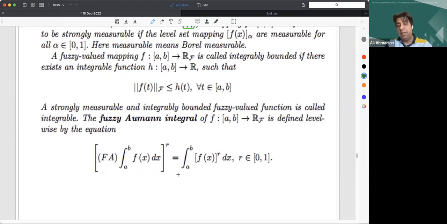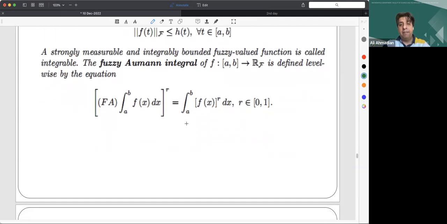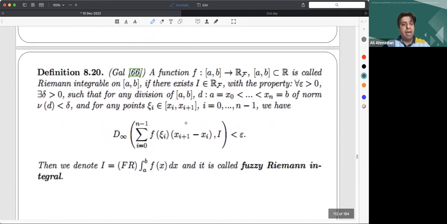It means that we can get a normal integration. We insert the r cut over the fuzzy function, then we have a non-fuzzy or crisp function, and then we can get the integration. It's not very complicated. We just should care that the norm is bounded. This definition tells us that if the norm of the fuzzy function is bounded, then it is satisfied to get the fuzzy integration and also the fuzzy Riemann integral.